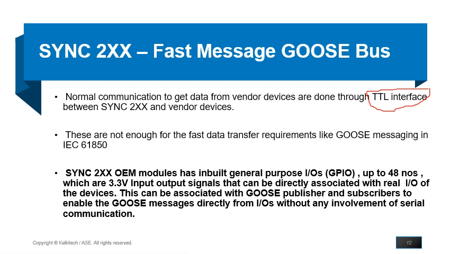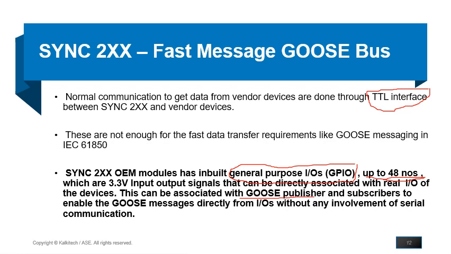So to support that, the Sync 200 series has general purpose IO, GPIO. It is a 3.3 volt level, and it can be converted to any other levels using internal hardware converters, and there are up to 48 GPIOs. These can be linked to your direct IO board. This GPIO can be exposed to direct IO boards, and this can be directly associated with a GOOSE message. So it is direct IO to the GOOSE. So it is pretty fast.